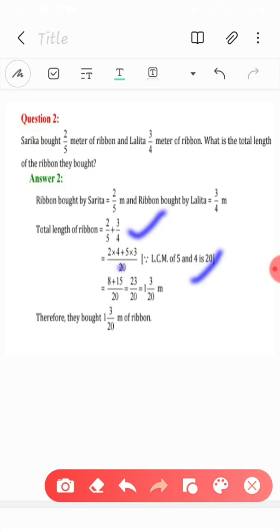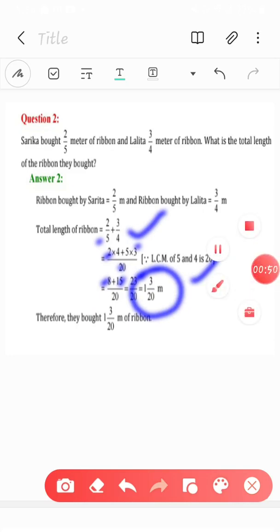Since the denominators are different, we have to find the LCM. So we found out the LCM of 5 and 4 will be 20. So 20 divided by 5 will be what? 4. So 4 into 2. 20 divided by 4 will be what? 5. So 5 into 3. So 2 into 4 is 8. 5 into 3 is 15. So 15 plus 8 will be 23. 23 by 20. Since it is an improper fraction, we are converting it into a mixed fraction. So they bought 1 3 by 20 meter of ribbon together. Now let's move to question number 3.